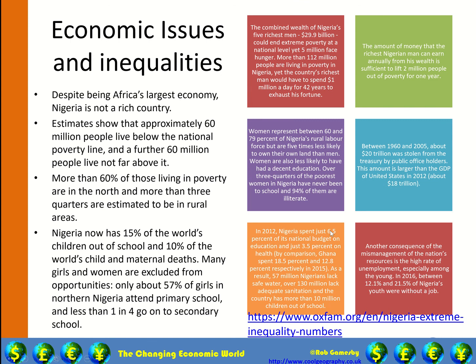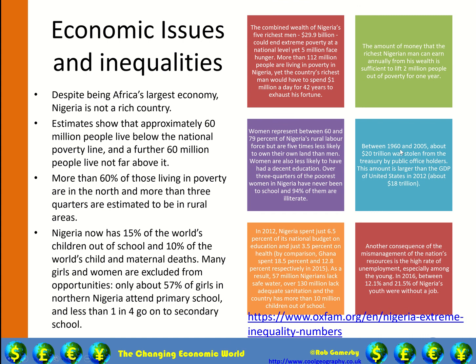Okay, and then just a few facts here from Oxfam. The combined wealth of Nigeria's 5 richest men, which is nearly $30 billion, could end extreme poverty at national level, and yet 5 million people face hunger. The amount of money that the richest Nigerian man can earn annually from his wealth is sufficient to lift 2 million people out of poverty for 1 year. Women represent 60 to 79% of Nigeria's rural labour force, but are 5 times less likely to own their own land than men.